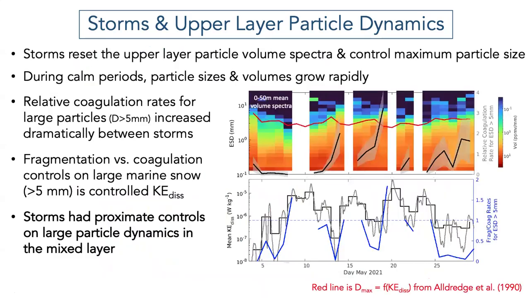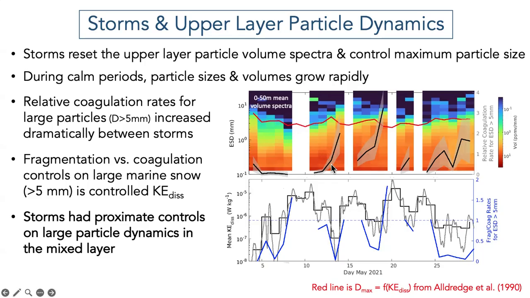So let's look a little bit deeper into this. What we've said here is that the storms seem to reset the particle volumes. We can look at this as a function of size. What we see here is the average particle volume spectrum, averaged over the upper 50 meters of the water column for each day, starting on May 4th and going out to the 29th. The white areas are periods where we don't have sampling because of the weather. And the colors are what that particle volume is.